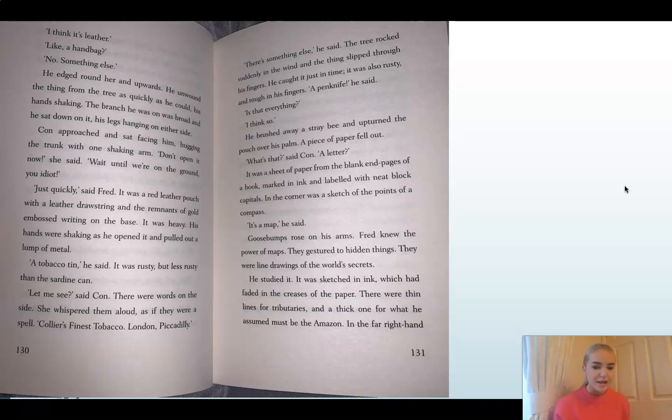She whispered them aloud. So that's one of our spellings from last week, aloud. So that meaning she said it out loud. As if they were a spell.